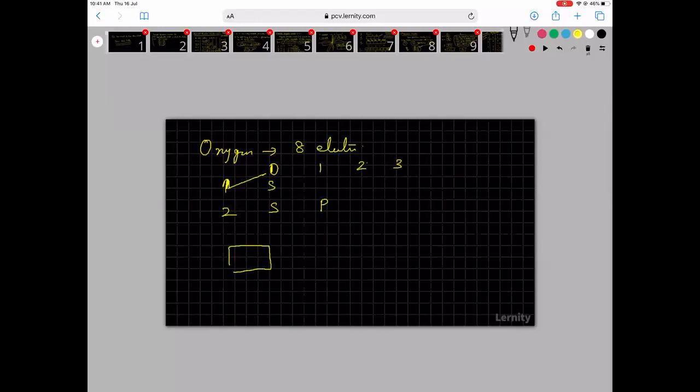1 plus 0 is 1. So the first electron will come here. The second electron will also come here. Empty space is there. So 1s2. Now the third electron goes to the next lower energy. Once this is over, the first shell is full.